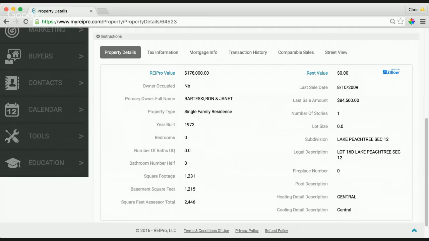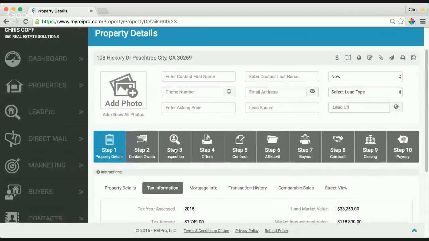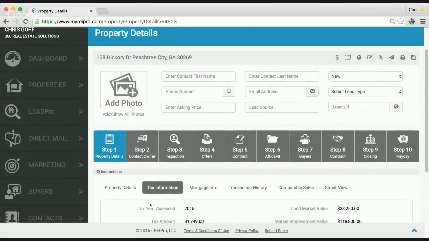I'm going to see that, is it owner occupied? No, it's not. So that means it could potentially be vacant. They don't live there. I could also verify that information with the tax information tab, where I can see that they actually live in Peachtree City, but they live on Longer Drive. And I know that the property address is on Hickory Drive. So that's a great sign right there that, hey, this is potentially vacant. I need to reach out to these people and see if they'd be interested in selling.